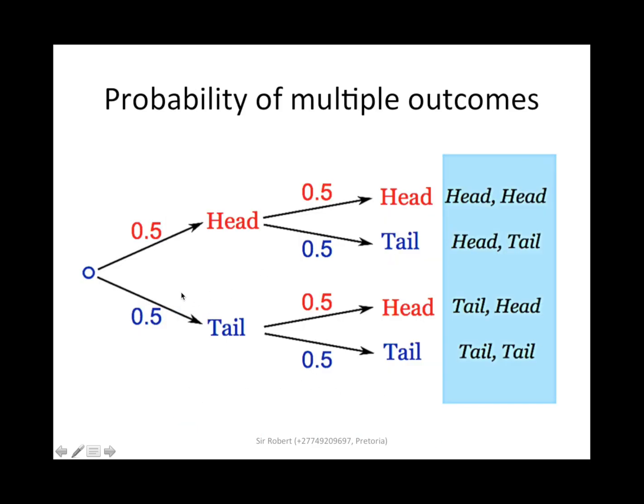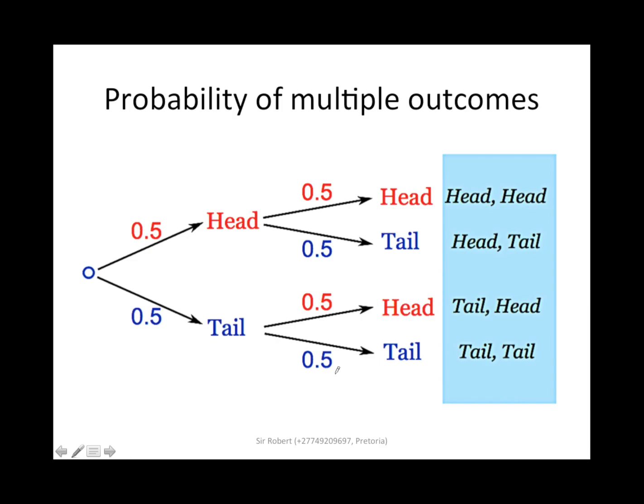So let's give an example. Probability of multiple outcomes. This is the probability of a coin. Remember we said to get a head or a tail, it's 50%. This is like a probability tree. Let's say we are throwing the coin twice. On the first throw, there's a probability of getting a head or a tail, which is 50-50. If you get a head on the first throw, on the second throw there's still a 50% chance of getting a head or a tail, which is the same for the tail first.